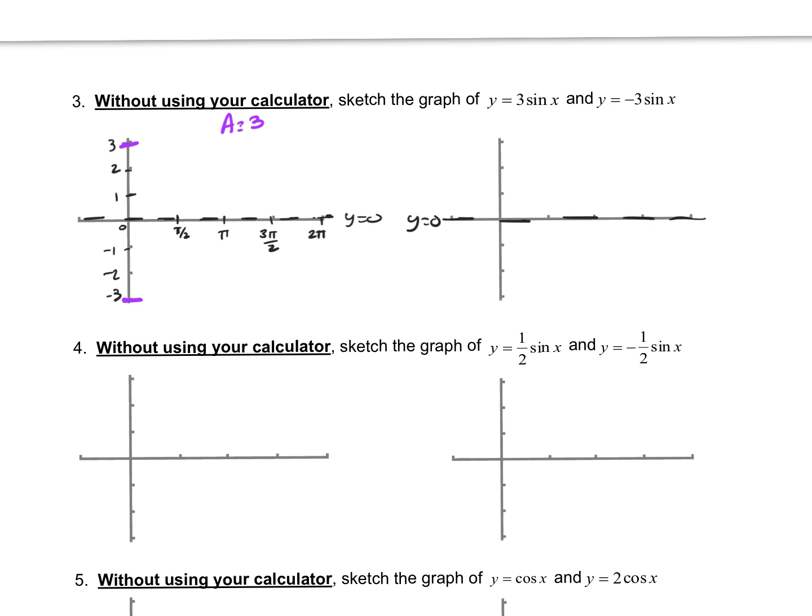So the first thing we're going to do is we start at 0. We're going to go up to 3. Then we're going to go down to the midline, go down to -3, go to the midline. Notice that you're going to the midline. And so we're going to go up here. Try to draw a nice pretty graph.